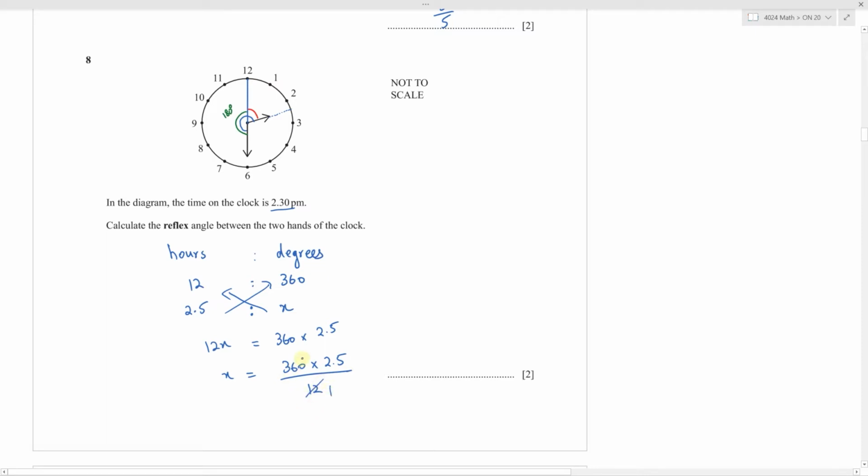So 12 times 1, 12 times 3 is 36 and 0. So this will become 30 multiplied by 2.5. I can use this 0 to move this decimal one place to the right. So this will become 3 into 25, which is 75 degrees. So this red angle here is 75. So now your reflex angle between the two hands will be 180 plus 75, which is 255 degrees. So the answer here will be 255 degrees.